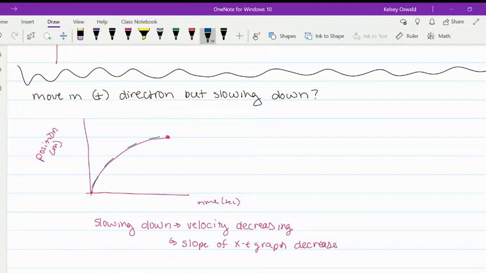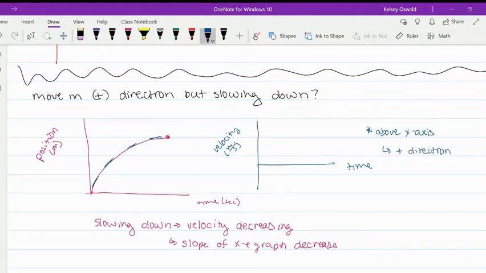Okay. If we then wanted to create a velocity time graph for this one, we need to show that we're moving in the positive direction and that we're slowing down. So since we're moving in the positive direction, that tells us all of the slopes of our position time graph, or all of our velocities, are also positive. So we are going to want to draw this velocity time graph above the x-axis. Okay, so to show that we're moving in a positive direction, we're going to draw our velocity time graph above the x-axis.